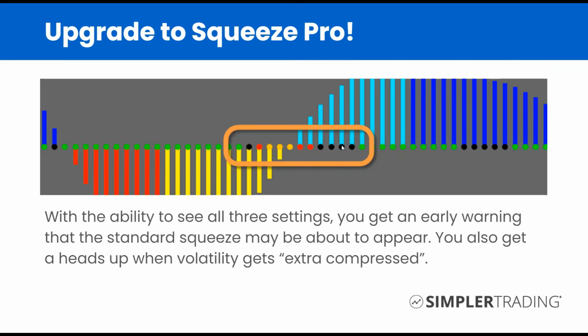So you have 3 different settings, and these can give you an early warning that might not appear on the standard squeeze. Right, you can see that compression phase begin a little bit earlier. You can also spot those times where things are, we'll call it extra compressed.